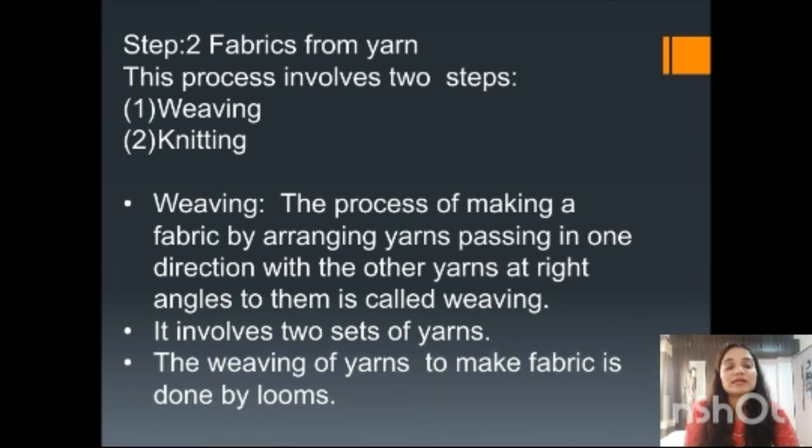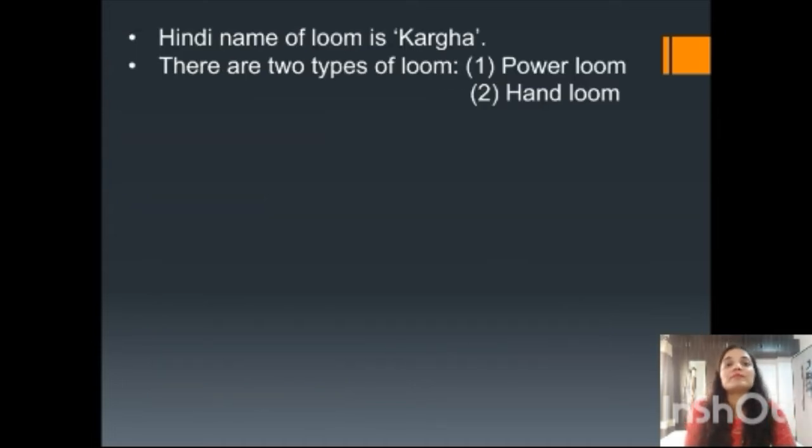The weaving of yarns to make fabric is done by looms. Looms are the instruments with the help of which we can do the weaving process, and the Hindi name of loom is karga. Here are the two types of loom you have been given, that is power loom and hand loom. With the help of the name you can identify the definition of the particular looms.